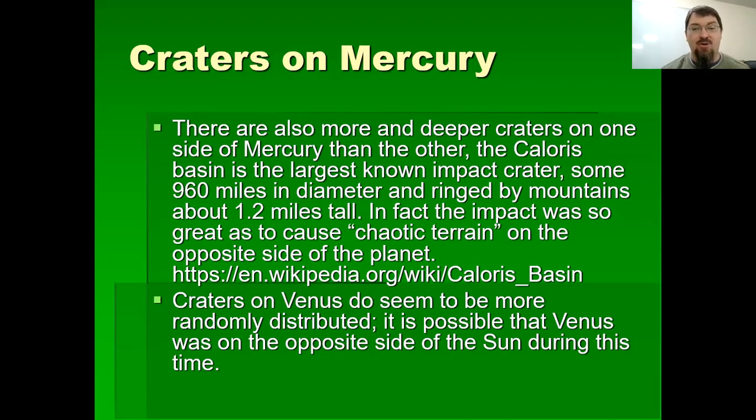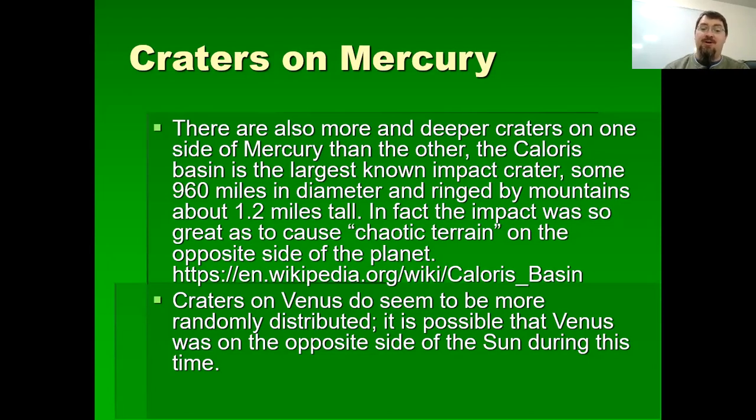But we do have the largest known crater in the universe on the surface of Mercury. It's known as the Caloris Basin. It is almost 1,000 miles wide, which would be halfway across the United States, ringed by mountains 1.2 miles tall. You got the crater on the one side. Look at what the shock waves would have done on the other side: you get what we call chaotic terrain on the opposite side of the planet.